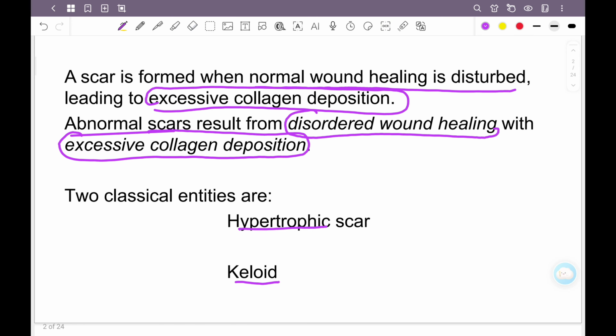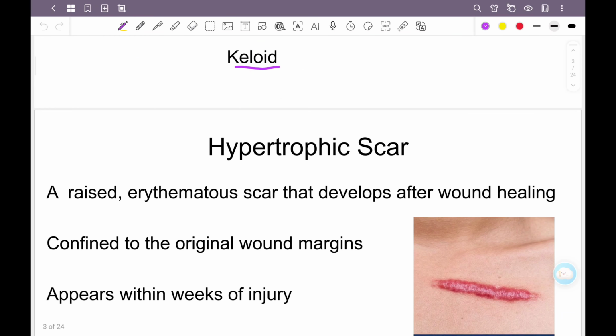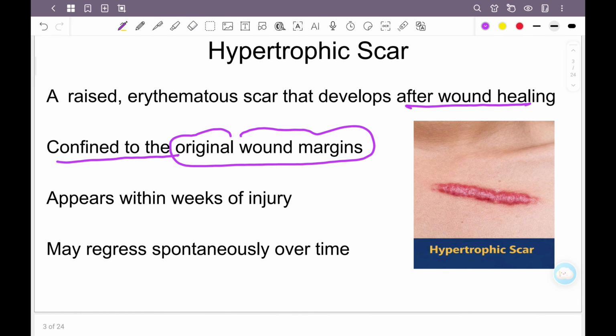So let's start one by one. First is the hypertrophic scar. A hypertrophic scar is a raised, edematous scar that develops after wound healing but remains confined to the original wound margin. That is the one main thing. If there is any surgical scar, that scar will remain confined to the margin of the wound. It usually appears within a week of the injury and may regress spontaneously over time.